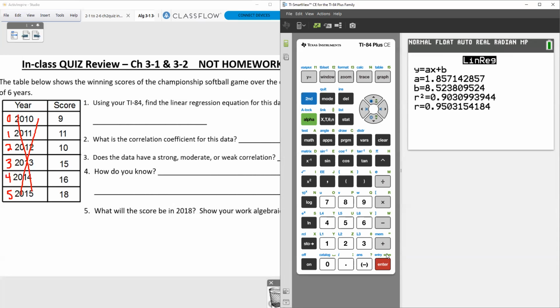Now, it won't say what to round to. You have to round to whatever your data looks like. If your data is to the nearest whole number, like these are, we're going to round to the nearest whole number. If your data is to the nearest tenths place, we want to round our answer to the nearest tenths place.